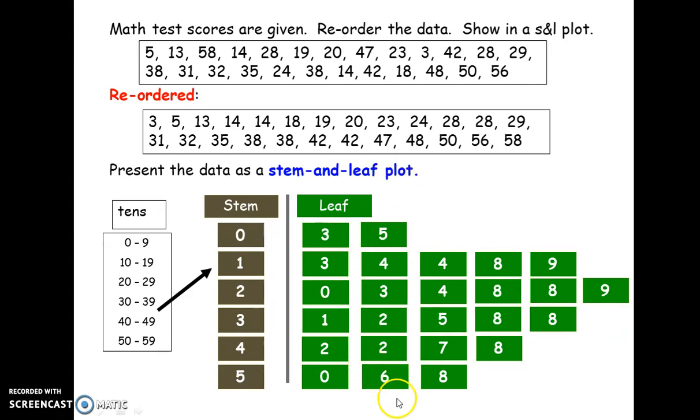It gives us an idea of how the data is spread out. We can see there's a lot of data in the middle, few in the high, few in the low. It really gives you an idea of what the data looks like. All right, and there's a key, of course.